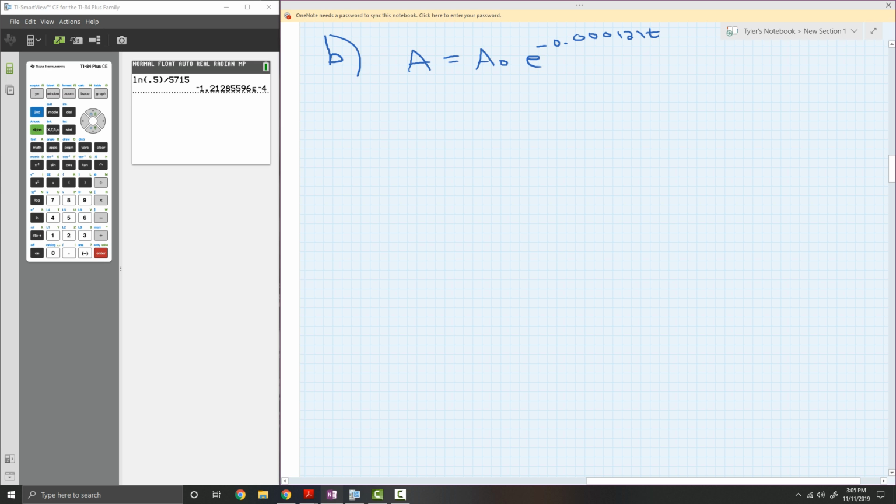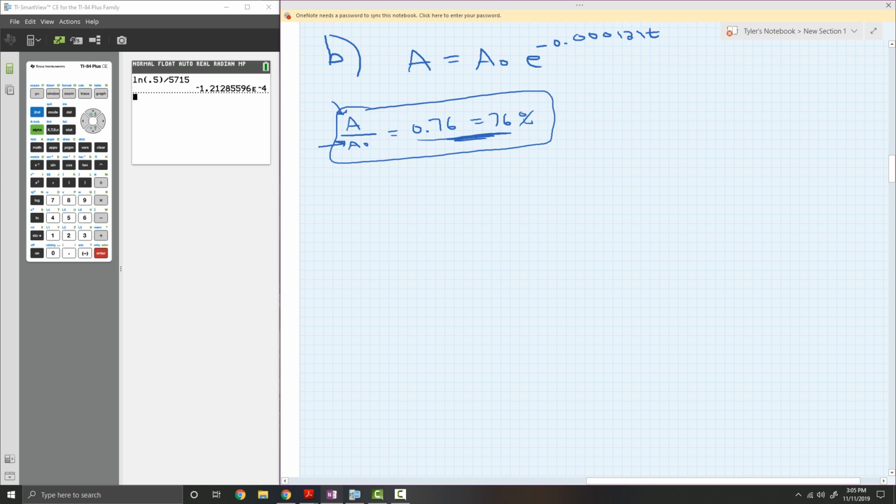The key part here is that it says there's 76% of the original carbon left. In other words, if I take the amount I have now and divide it by what we started with, we get 0.76, which is 76%. Hopefully that makes sense. If I take the amount I have now and divide by what I started with, we're getting this percentage.